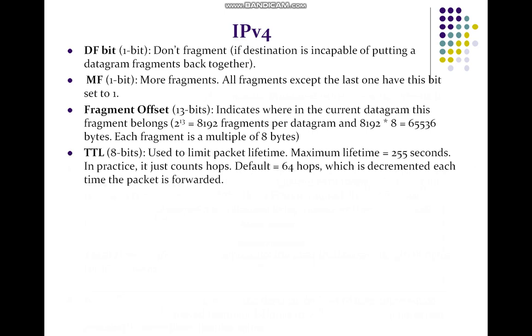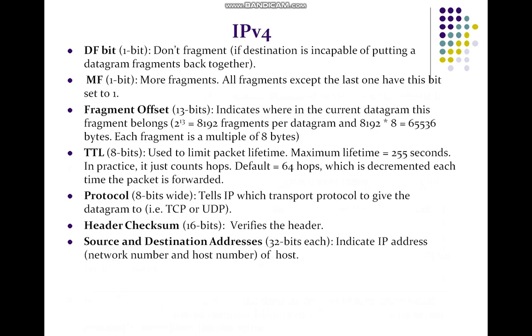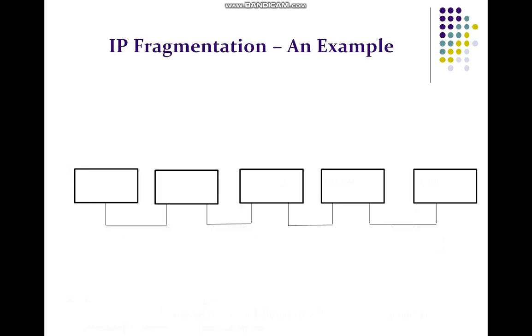Time to live is used to limit packet lifetime, and protocol tells the IP which transport protocol to use, TCP or UDP. Header checksum verifies the header, and source and destination address indicate the IP addresses of the hosts. The presence of options is indicated by the IHL field. Options include record route, timestamps, and strict source routing.